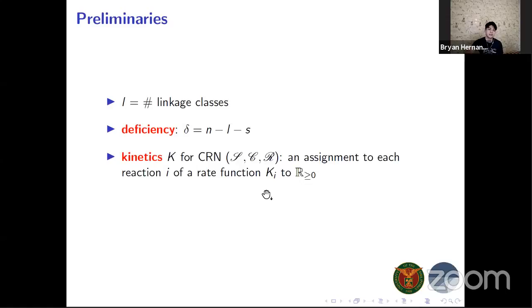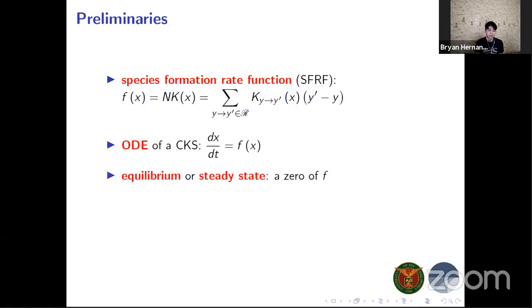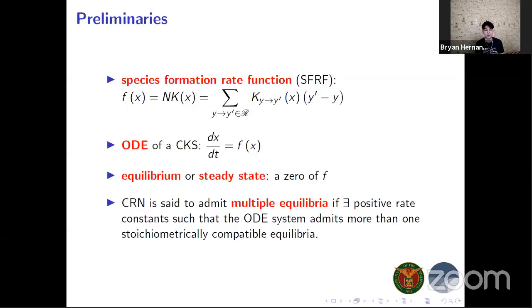We have the kinetics. For a given CRN, for each reaction, you're going to assign a rate function. That would be a kinetics. When you have a CRN endowed with the kinetics, we have a chemical kinetic system. The species formation rate function, SFRF: you get the reaction vectors, and each reaction vector is multiplied by the corresponding kinetics, and if you take the sum, you have this SFRF. The ODE of a CKS is dx over dt, the time derivative, equal to f of x. Equilibrium or steady state is a zero of f. A CRN is said to admit multiple equilibria if there exist positive rate constants such that this ODE system admits more than one stoichiometrically compatible equilibrium.